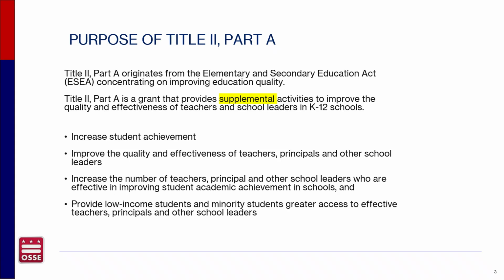The purpose of Title II Part A is to increase student achievement, improve the quality and effectiveness of teachers, principals, and other school leaders, increase the number of teachers, principals, and other school leaders who are effective in improving student academic achievement in schools, and provide low-income students and minority students greater access to effective teachers, principals, and other school leaders.